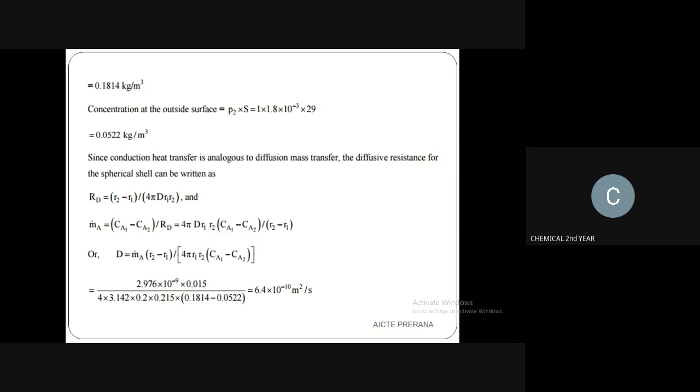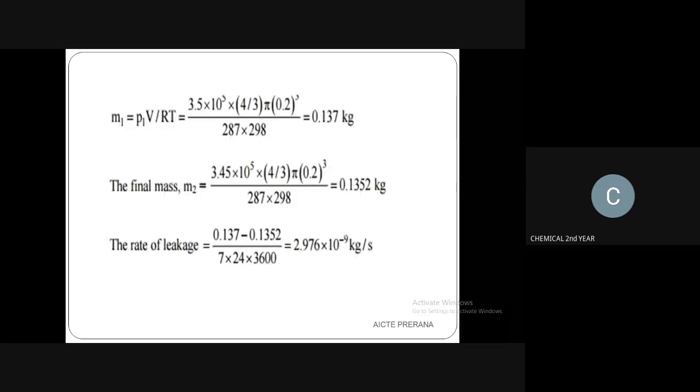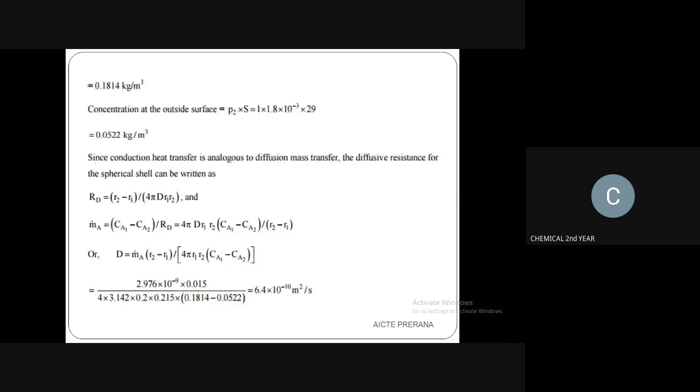Substitute for MA the mass. We have to find out the total mass, that means the final mass. Final mass we have to write, and then you have to find out the value. Substitute all the values, you know all the values, and find out the value as 6.4 into 10 to the power minus 10 meter square per second.